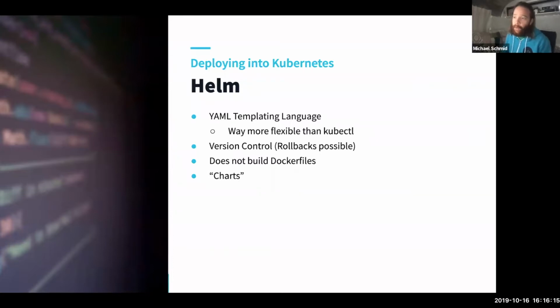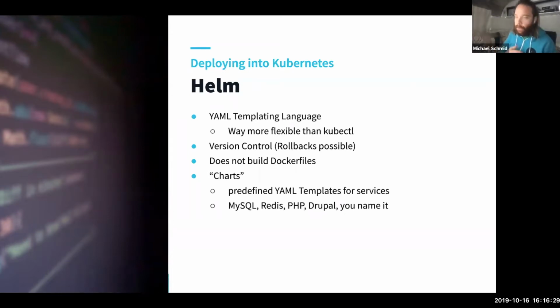Plus, there is the understanding of charts. So Helm charts are basically predefined YAML templates for services. And because Helm now exists since quite some time, you find Helm charts for a lot of different services. So you have things like MySQL, Redis, PHP, Drupal, whatever you want to run inside Kubernetes, I'm pretty sure you will find somebody has already written Helm charts for it. And these Helm charts can sometimes be quite complex, with multiple services deployed at the same time and things like that. So there is a lot of possibilities that you can use with Helm.